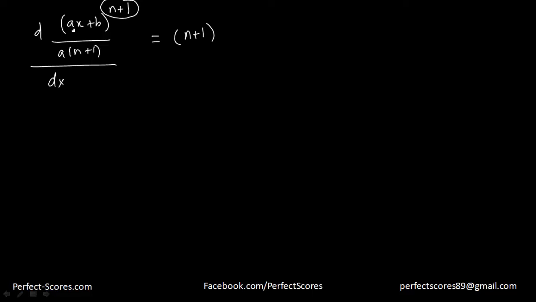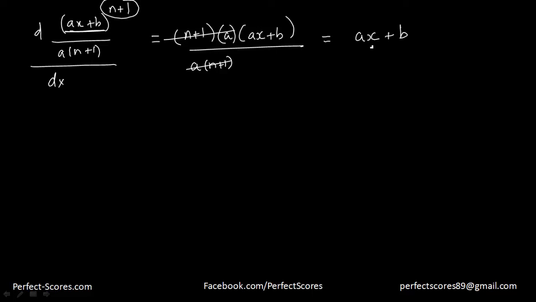Then I'm going to be differentiating this whole function. That means it's going to be a, and then I'll have the function itself, which is ax + b, divided by a into (n + 1). As you can see, this and this will get completely eliminated, and I'll be left with ax + b raised to the power n + 1 - 1. I'm sorry about that. So we'll be left with (ax + b) raised to the power n, because in differentiation we reduce the power by 1 unit. So that's what it is.